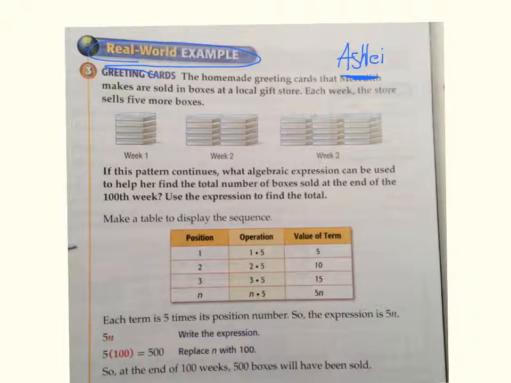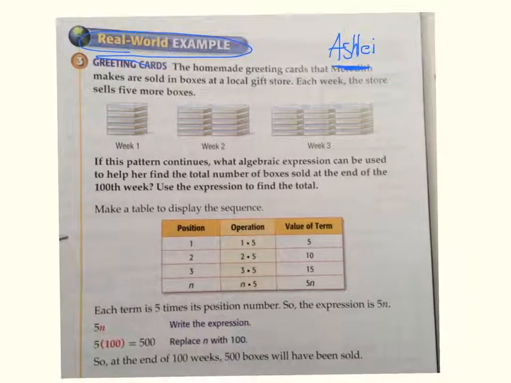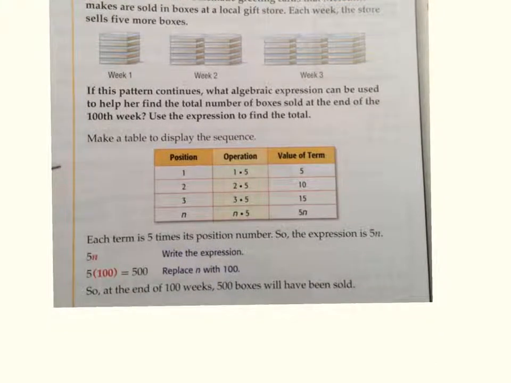So you can really take a look at this, and it says each term is 5 times its position number. So for position number 2, or x value number 2, it's 2 times 5 equals 10. Or position number 3, it's 3 times 5 equals 15. So for any week that I'm looking at, I can go ahead and just do what with it? Well, times it by 5. So I can go ahead and write it as 5n.